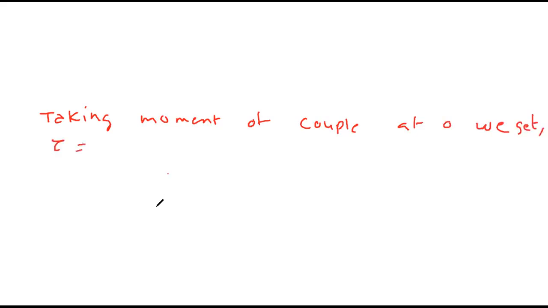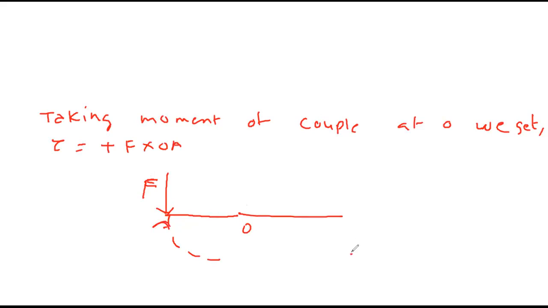Taking moment of couple at O, we get tau equals. This was the force acting at A, magnitude F, at distance OA from O. What will be the sense of rotation? Can you tell me? Anti-clockwise. So it should be plus F into OA.